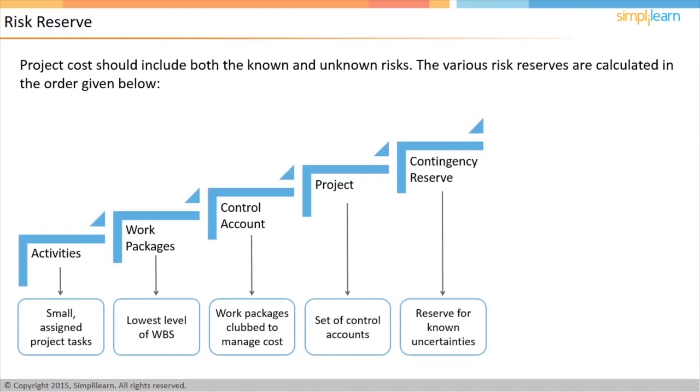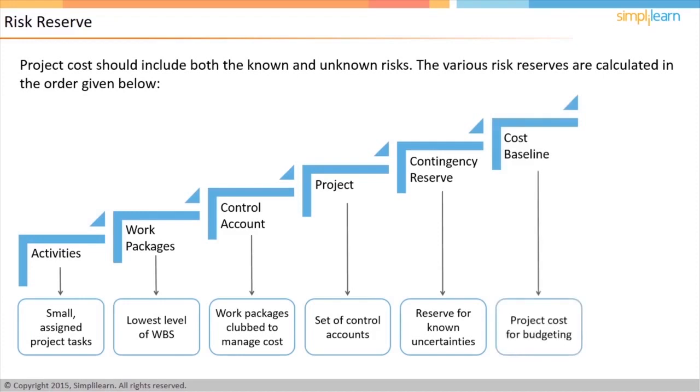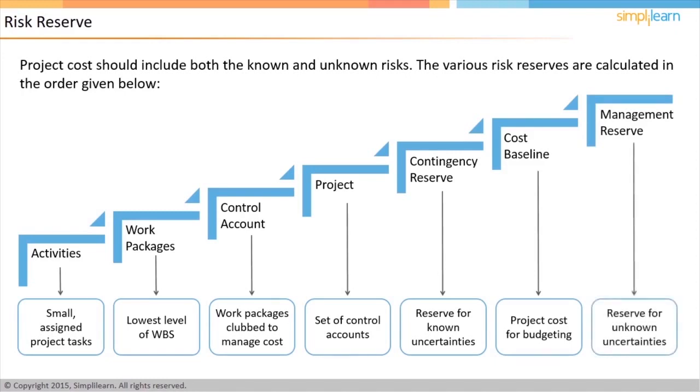In this case, make a note that you are accounting for the assumptions made, and it can be said that this reserve takes care of known uncertainties. This reserve is also called contingency reserve. At this point, you have arrived at the cost baseline. That is, the cost for the project that will be used for budgeting and tracking purposes. Once the planned cost is arrived at, there is another reserve that gets added, called management reserve. Note that management reserves are not part of the cost baseline and are used during emergencies only.